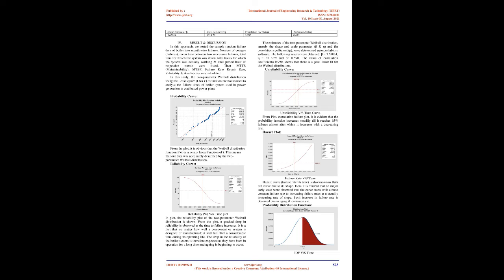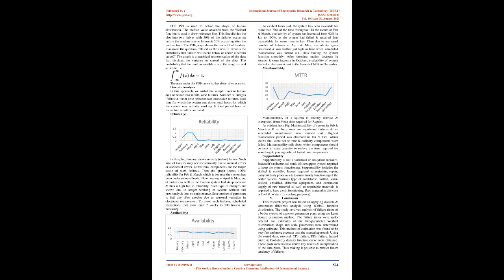The PDF plot is used to define the shape of the failure distribution. The median value obtained from the Weibull function is used to draw a reference line. This line divides the plot into two halves, with 50% of the failures occurring before the median time to failure and 50% occurring after the median time. The PDF graph shows the curve fit of the data. It answers the question, based on the curve fit, what is the probability that failure will occur below or above a certain value?